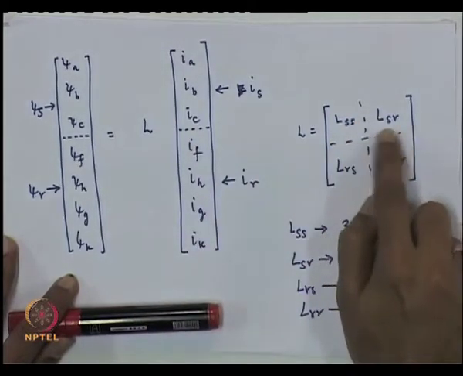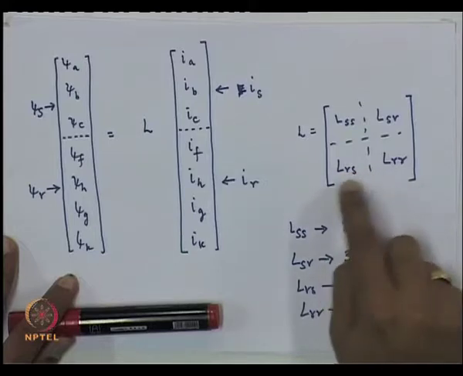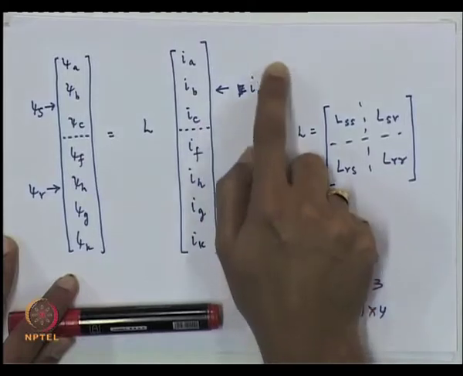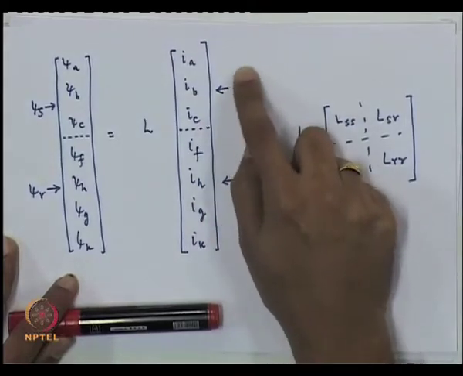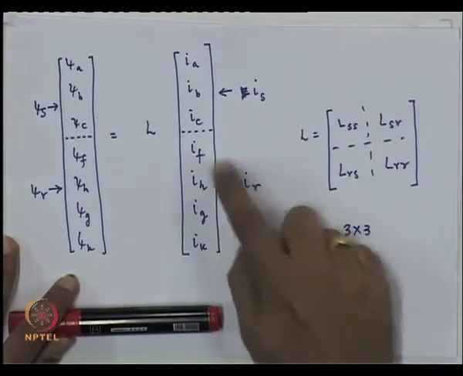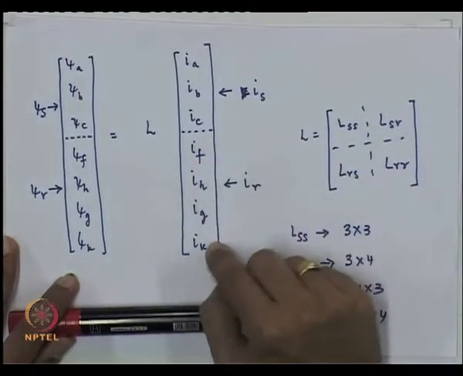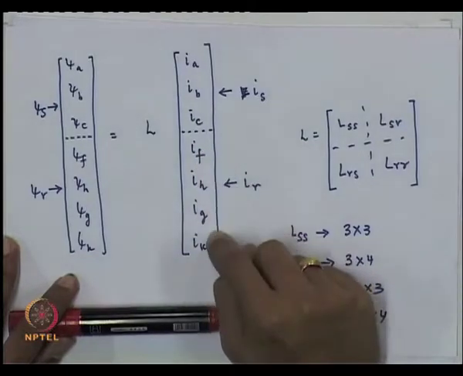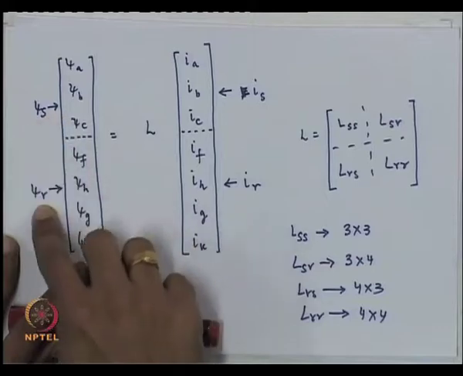LSS, LSR, LRS and LRR. Remember, IA, IB, IC are what are known as the stator currents. So, I will call them IS. Okay. Together they are what are known as IS. IR consists of IF, IH, IG and IK. These are the different windings which you have seen in the previous slide. Similarly, you have psi S and psi R.